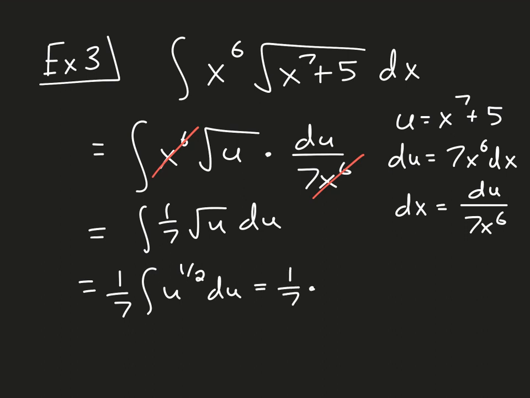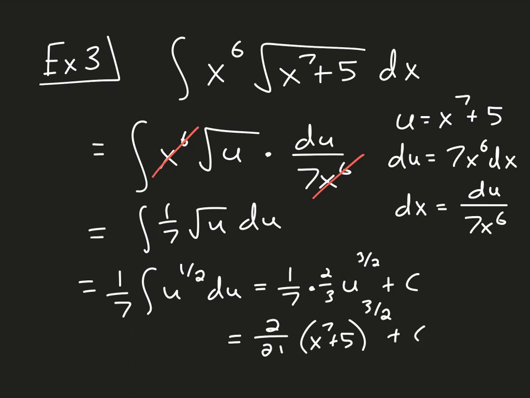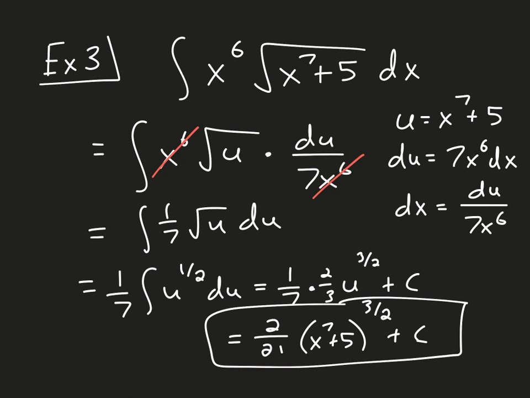Using reverse power rule, we know that we want u raised to the 3/2 power, and we want the constant out front to be a 2/3 so that they offset. And we've got to remember the plus c. And then finally, you can multiply your fractions and replace u with x to the 7th plus 5 again. And that's your final answer.